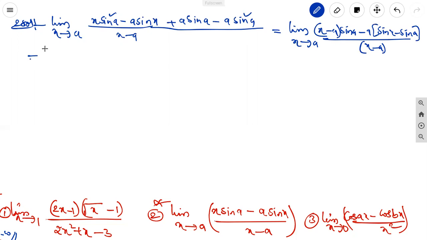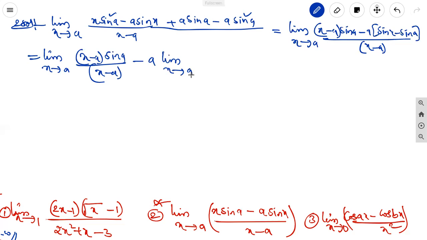Here write separately limit x tends to a, (x minus a) into sine a by (x minus a), minus a is a constant right outside, limit x tends to a, (sine x minus sine a) by (x minus a). Here these two get cancelled. Sine a is a constant. This is sine a only.